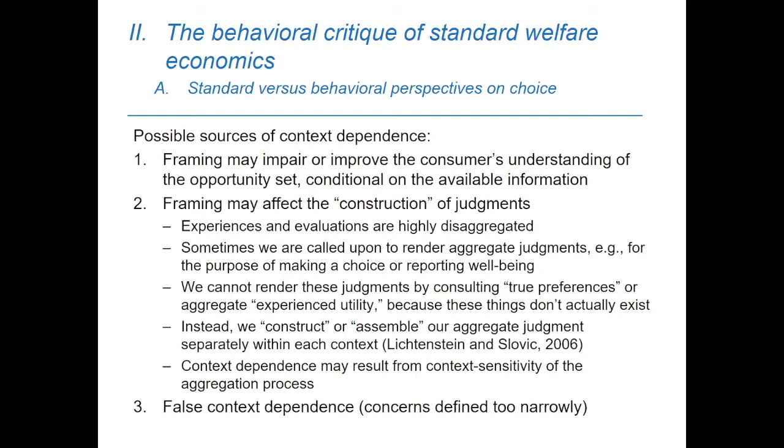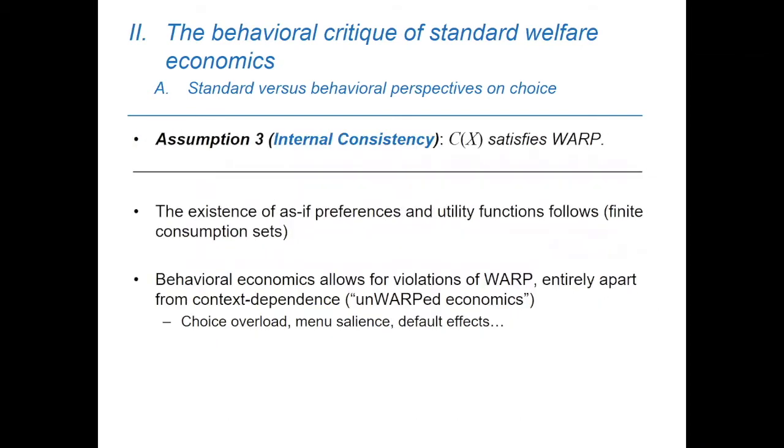Now, the last possibility in terms of a source for context dependence is what I would call false context dependence, that the individual's concerns are defined too narrowly. And that is one possible response that we could have when we see evidence of context dependence. We could say, oh, well, what this is showing me is that there is an aspect of the context that falls within the scope of the consumer's concerns. And as we'll see, that approach may make sense in some situations, but there are other situations in which it's pretty hard to justify.